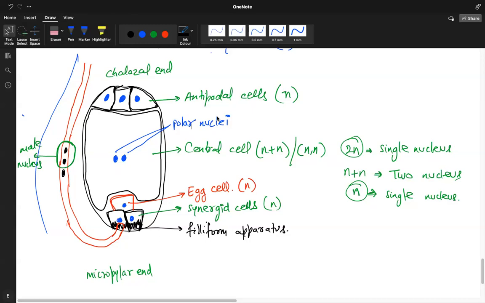This process is known as double fertilization. Okay, because there are two fertilization events taking place. Two fusion events are taking place. So in angiosperm sexual reproduction, double fertilization happens.